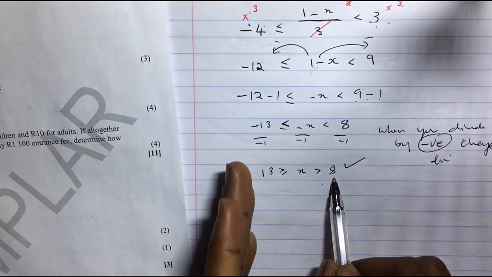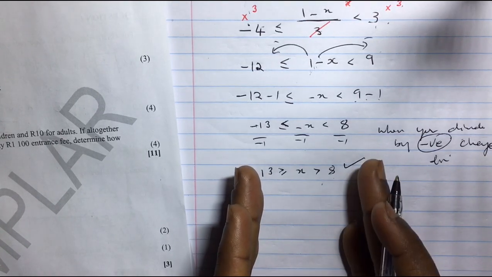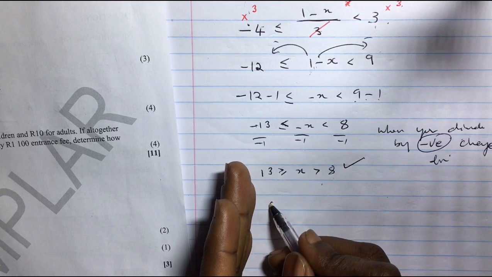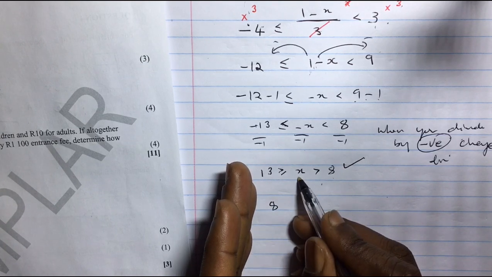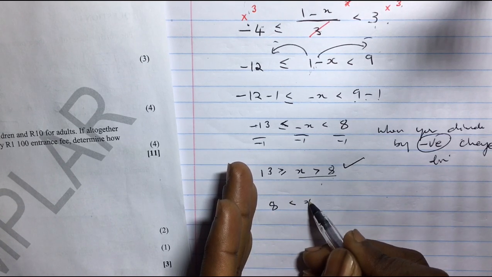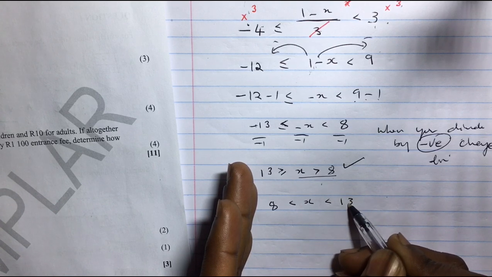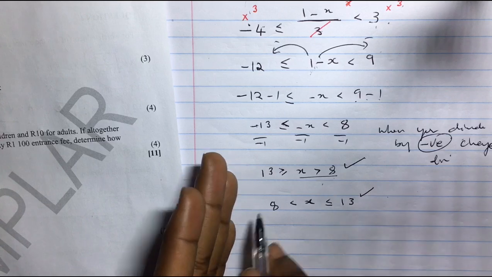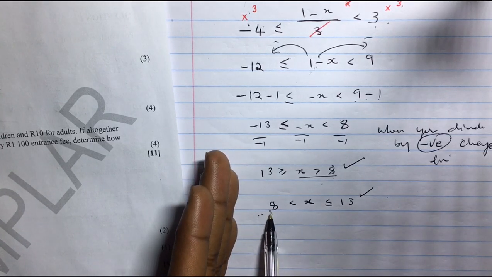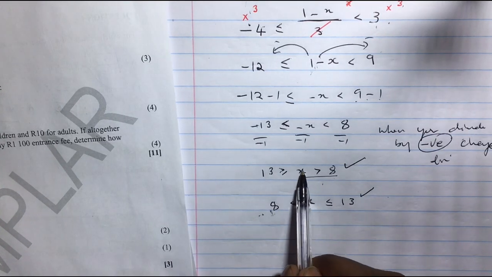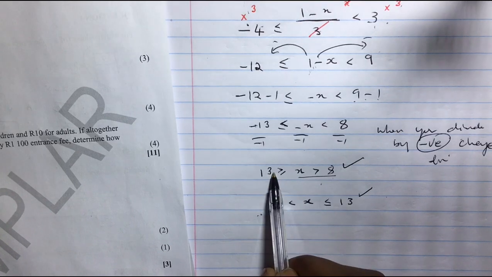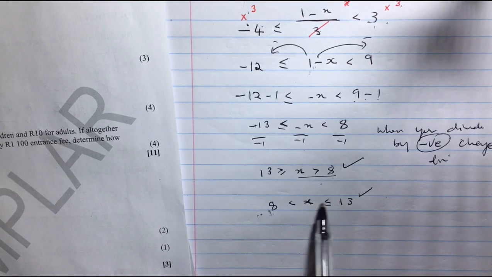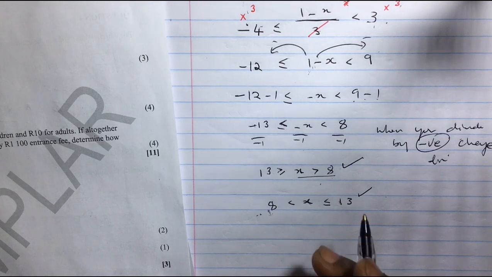So that's the way to write it. But we always start with the smaller number and we go to the bigger number. So I'm going to write 8, then 13, which is bigger. Even if you write it the other way, it's fine. Usually we just start with the smaller number. So x is greater than 8 but less than 13.